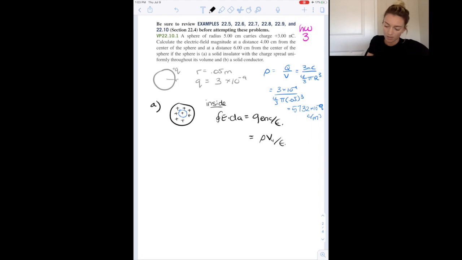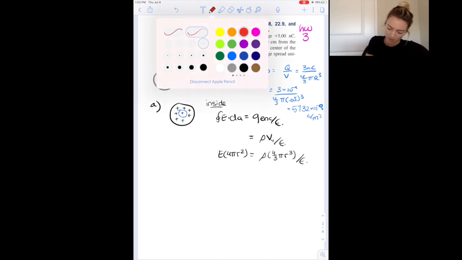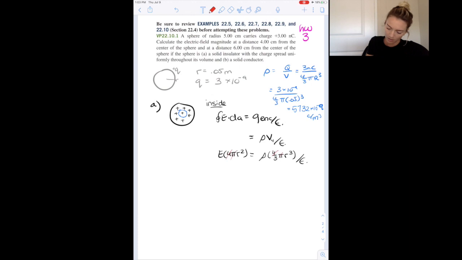And then we divide by epsilon naught. So we're going to have rho times 4/3 pi little r cubed over epsilon naught. And then over here, our Gaussian surface will be the surface area of a sphere at 4 centimeters, so that will be 4 pi r squared. So let's see, we can cancel some things here. Our 4 pi's cancel. r squared cancels with r, and we end up with E is equal to rho times r over 3 epsilon naught. Now this is a very common result when we have a uniformly charged sphere.